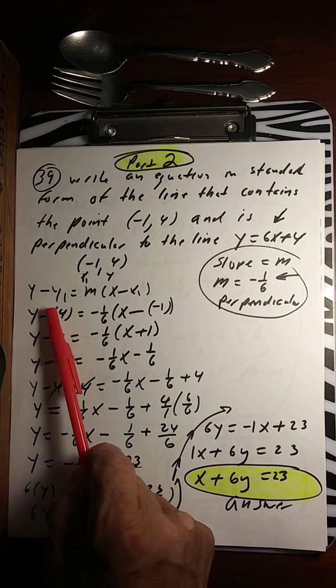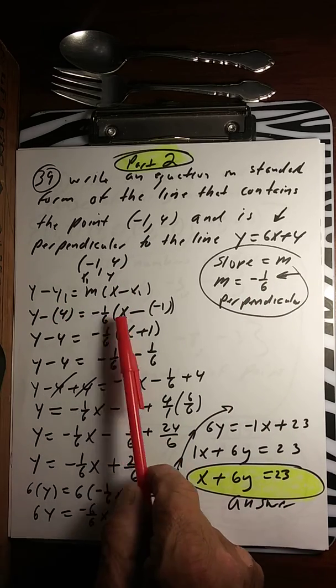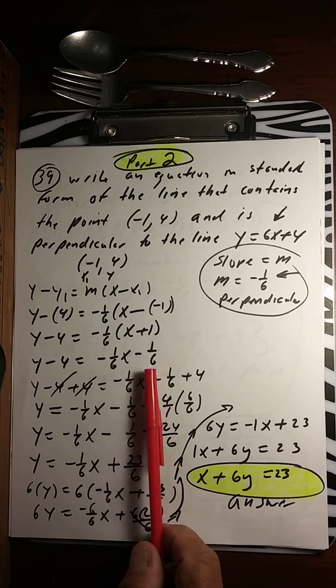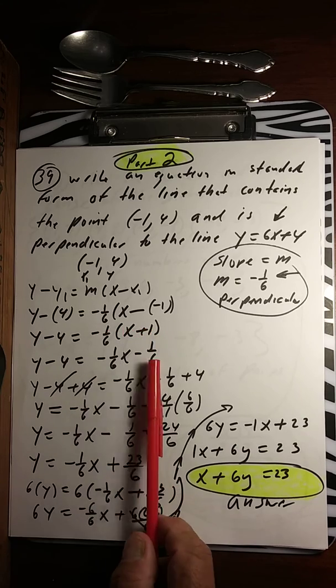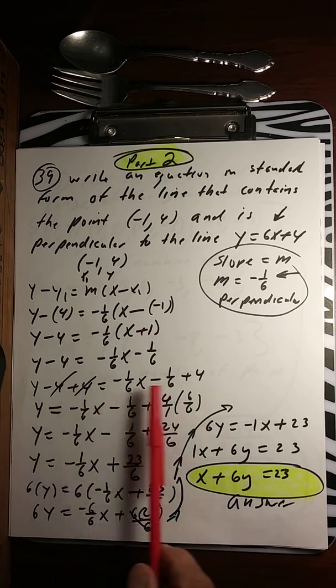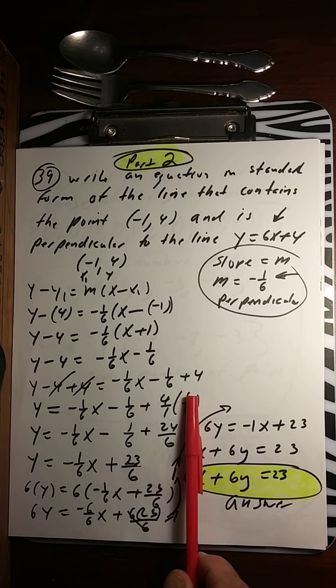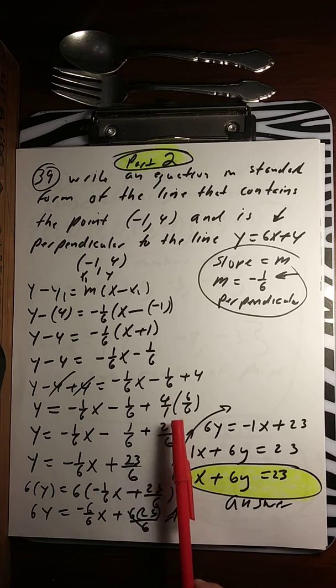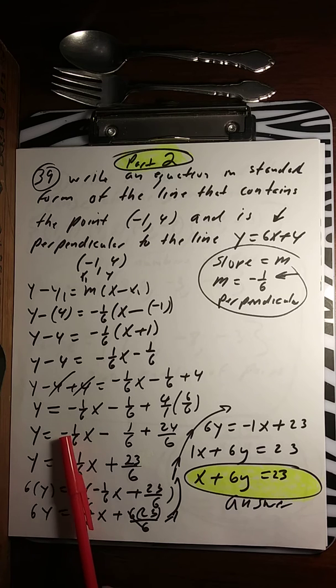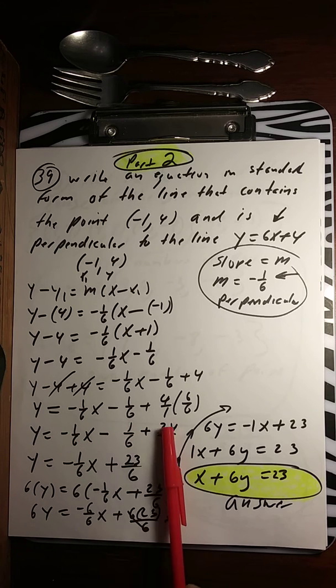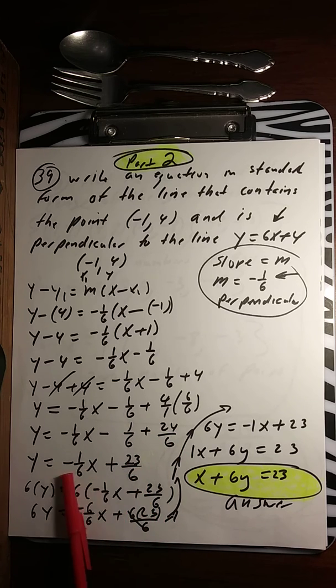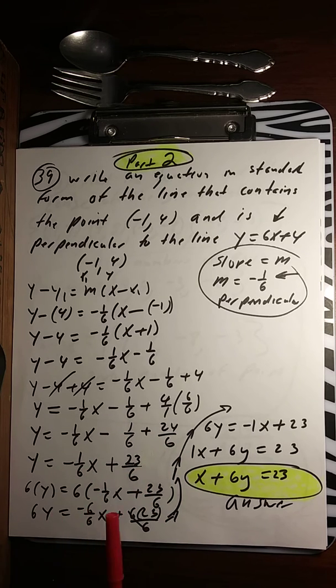There's a point. Put the numbers in. y minus 4 equals negative 1 6th times x minus minus, that's plus 1. Negative 1 6th is this. Now add 4 to both sides. But to change this, multiply by 6, multiply by 6. So this is going to be 24 over 6. y equals negative 1 6th x minus 1 6th and 24 over 6, and that together is going to be 23 over 6. Now, that's one answer.